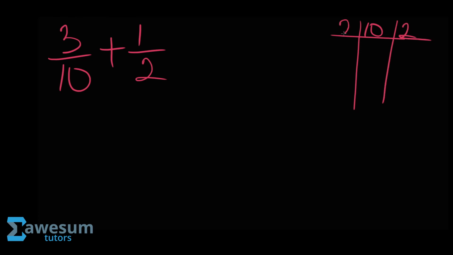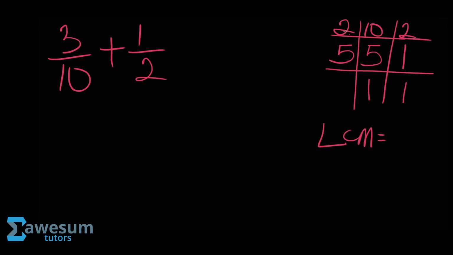Okay, 2 can go in 10, 5. 2 in 2, 1. Okay, 5 can divide 5 in 5, 1. And then you bring down 1. So that means my LCM right here is 2 times 5. That is 10. So I will come over here and I will say LCM of 10 and 2 is 10.